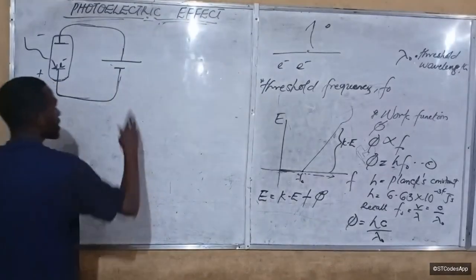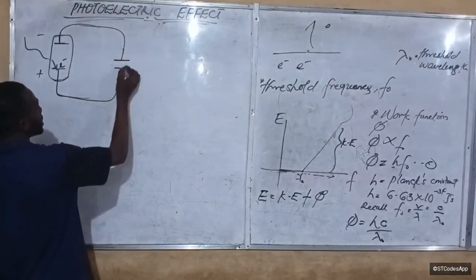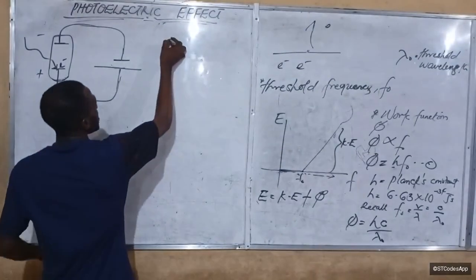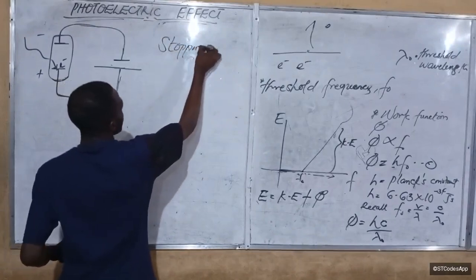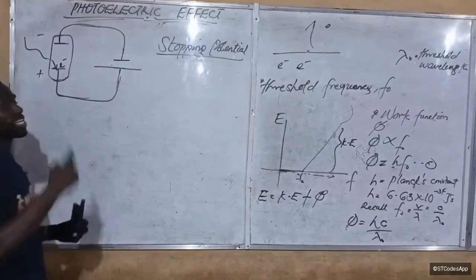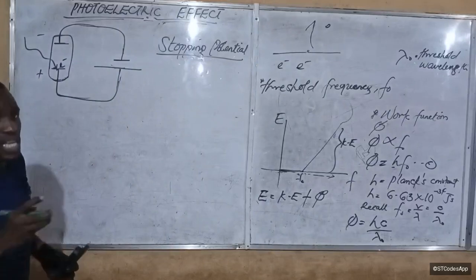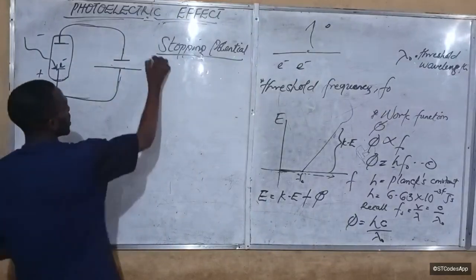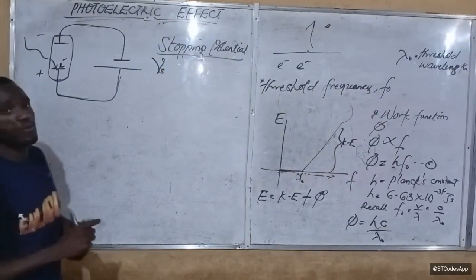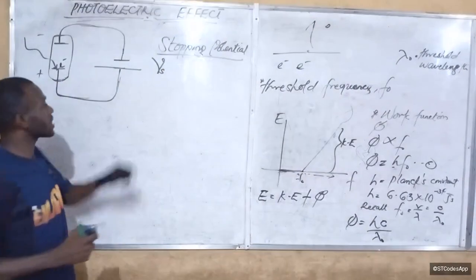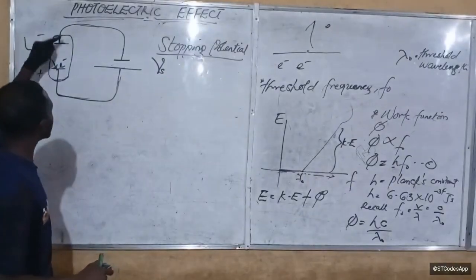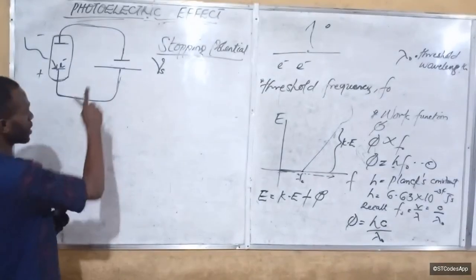But the connection that the scientists made was that they connected the negative to this end and created a concept known as a stopping potential. With this connection, they are trying to hinder the flow of electrons. The stopping potential, known as V sub S, is the amount of potential energy that is just equal to the kinetic energy of the fastest electron emitted from this surface. Now look at this connection vividly.